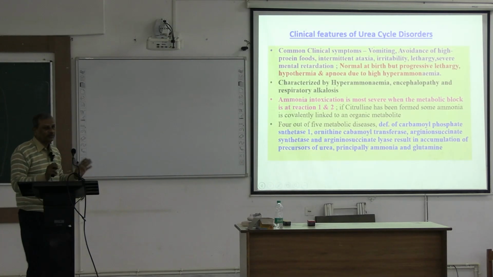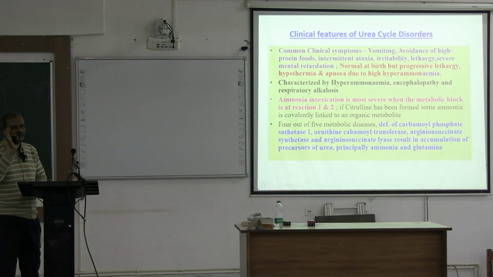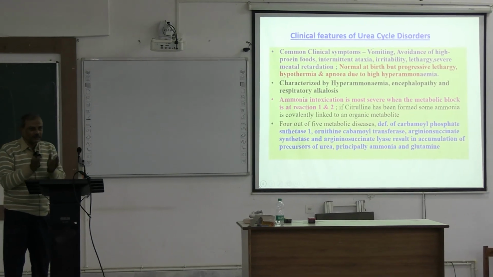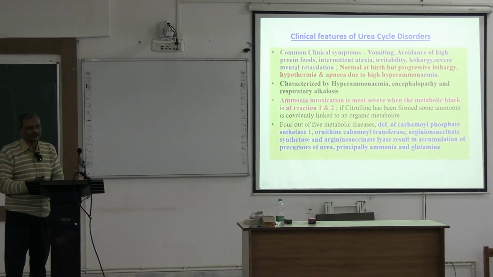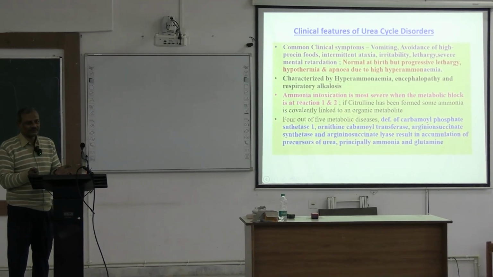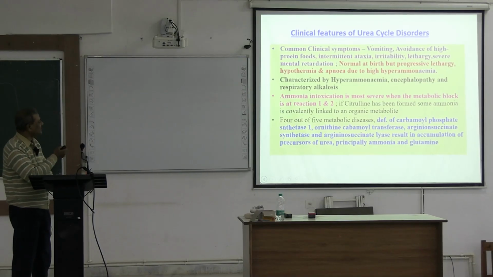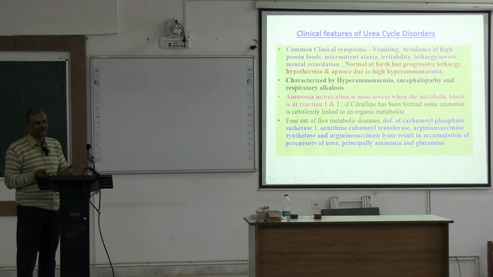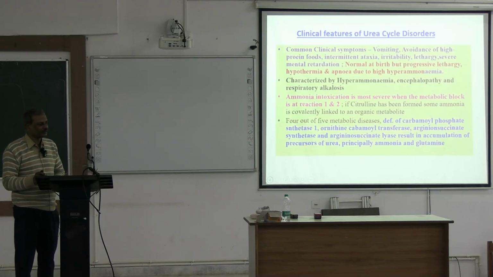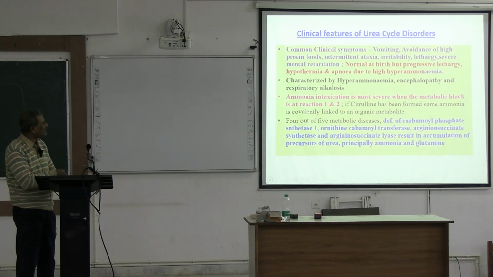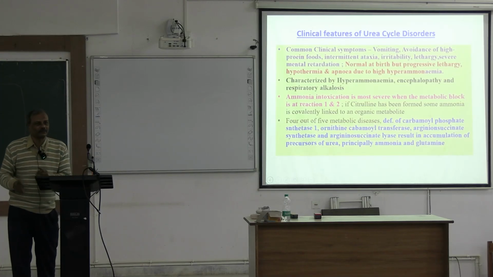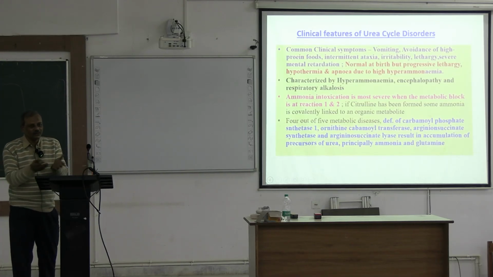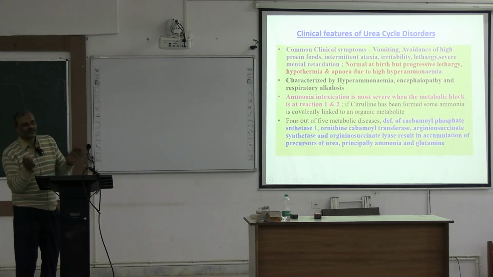Clinical features of urea cycle disorder will be basically neurological in nature. But when the baby is born, it is very difficult to diagnose because they cannot say anything. There may be manifestations like vomiting and avoidance of high protein food. A baby takes only mother's milk, but he or she may not want milk for many other reasons, not only urea cycle defect. Intermittent ataxia will occur if the baby can walk, but a newborn cannot walk, so you will not know about unsteady gait.